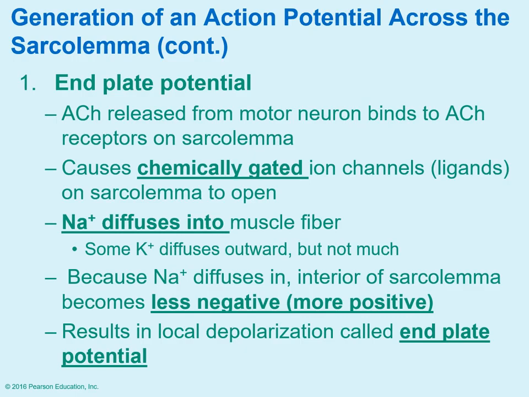So the end plate potential is when you change the charge in just a very small localized region of a cell. So we're talking about a very small area. The acetylcholine that was released bound to the receptors on the sarcolemma, and that caused those gates to open. I said it's a chemical gate because it's responding to a chemical. It can also be called a ligand gate because the way you open it is to bind a chemical, in this case acetylcholine. The sodium, which has a plus charge, rushed in. Some potassium may move out, but it's mostly sodium influx. That's bringing in a positive charge.